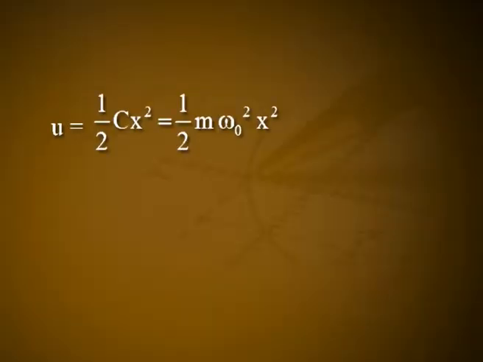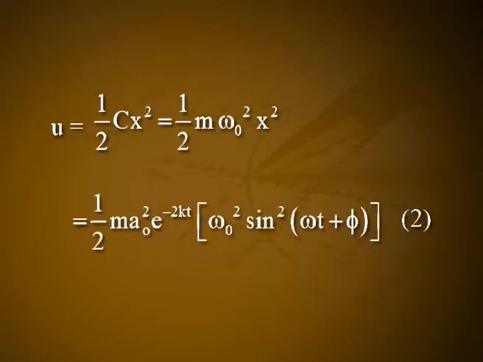Potential energy is given by U is equal to 1 by 2 into c x square, which is equal to 1 by 2 into m into omega naught square into x square, which is equal to 1 by 2 into m into A naught square into e raised to minus 2 kt into omega naught square sin square(omega t plus phi). Let it be equation number 2.